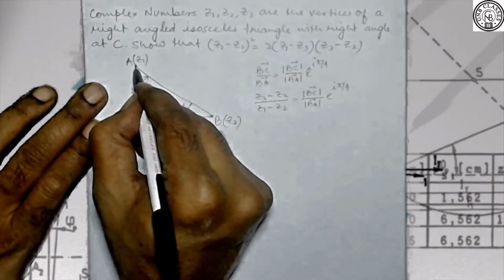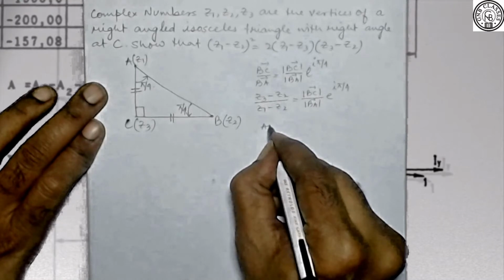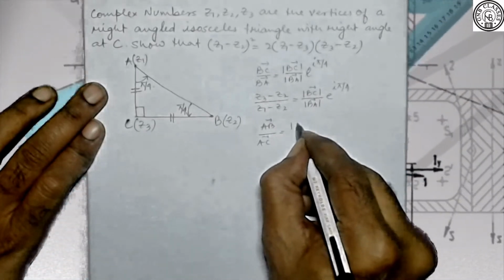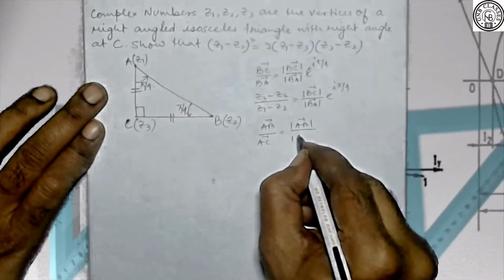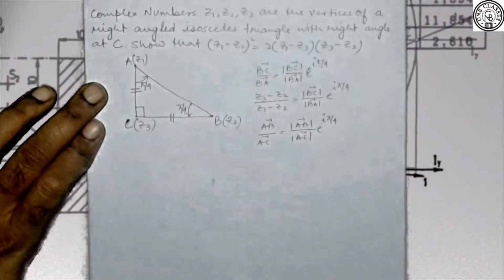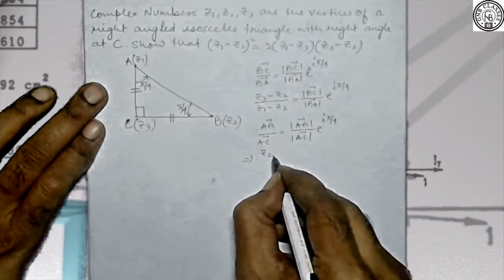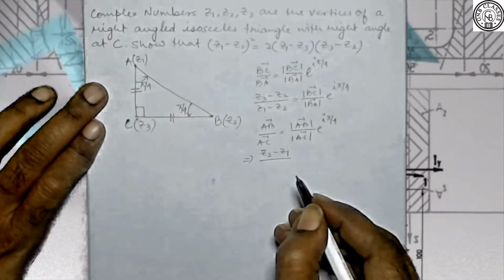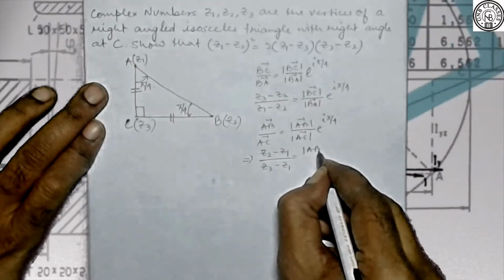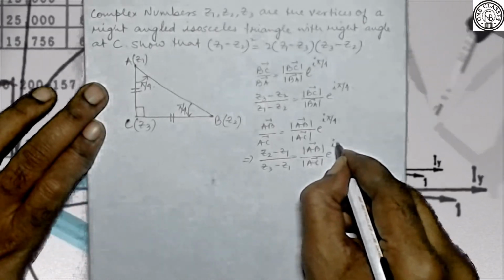Now let me apply the same rotation theorem at point A. So what are we getting? AB vector by AC vector equals modulus of AB vector by modulus of AC vector e to the power iota pi by 4. Correct or not? Which is, AB vector can be written as Z2 minus Z1 by AC vector can be written as Z3 minus Z1, which is equal to mod of AB by mod of AC, e to the power iota pi by 4.